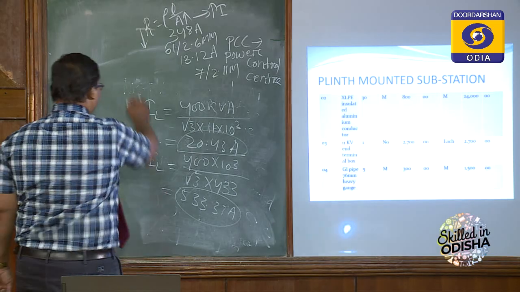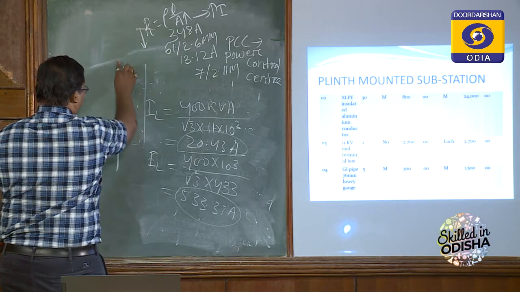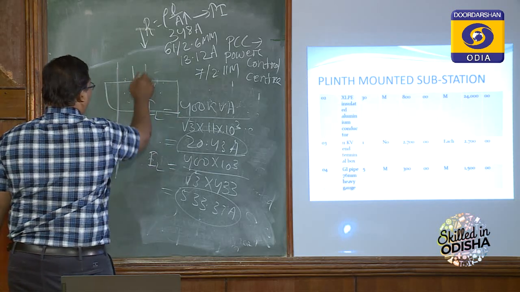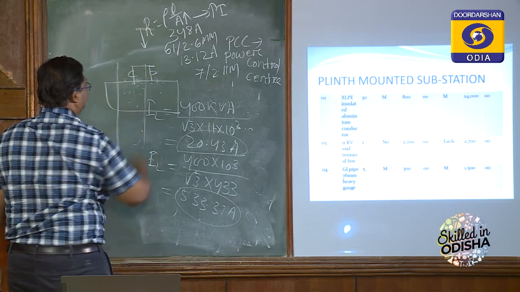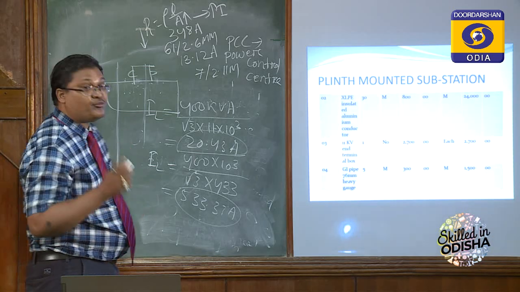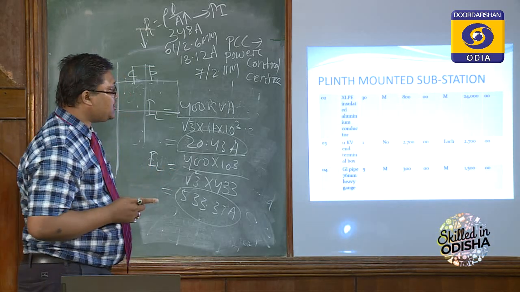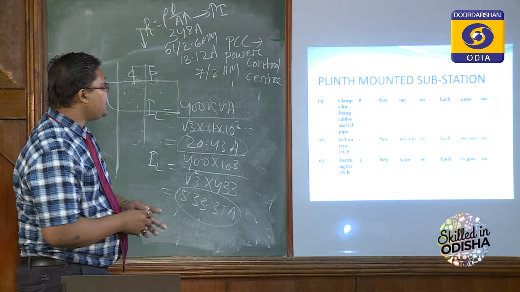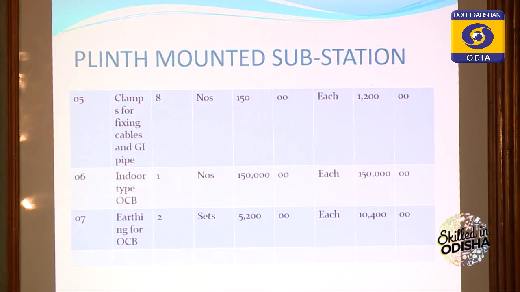So 5 meter means, suppose this is your plinth mounted substation, here the transformer is placed. So GI pipe required is 5 meter, at 300 per meter, we require 5 meter, so total is 1500, the cost is 1500. Next, clamps for fixing cables and GI pipe. Approximately 8 numbers required, each costs 150, so total will cost 1200.